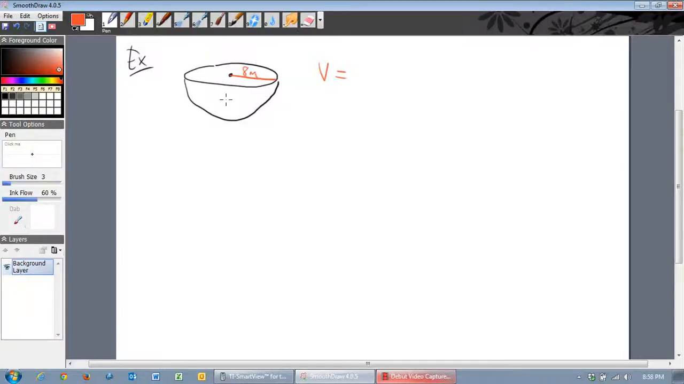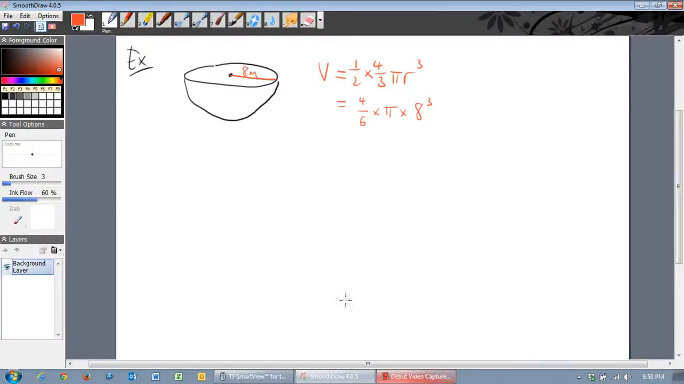The radius is 8 meters. Find the volume of this. So what we want to do is use our formula. What's the volume of a sphere? It's 4/3 pi r cubed. But in this case we've only got half of that, so we only want half of that. Our radius is 8, so I'm just going to multiply these two fractions together. 1 times 4 is 4, 2 times 3 is 6, times pi times 8 cubed.